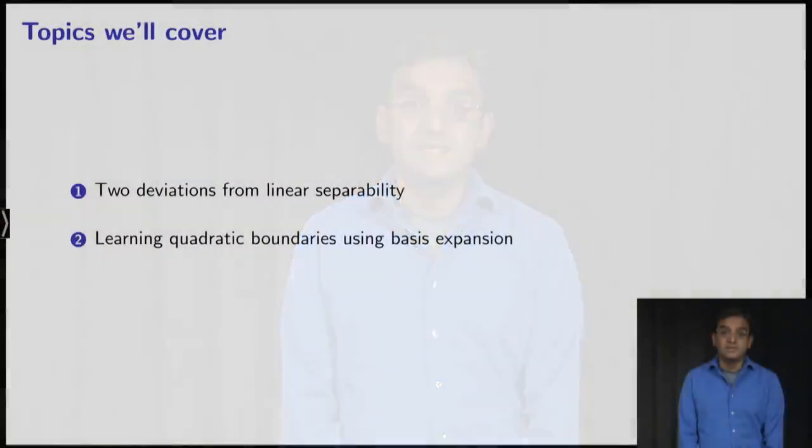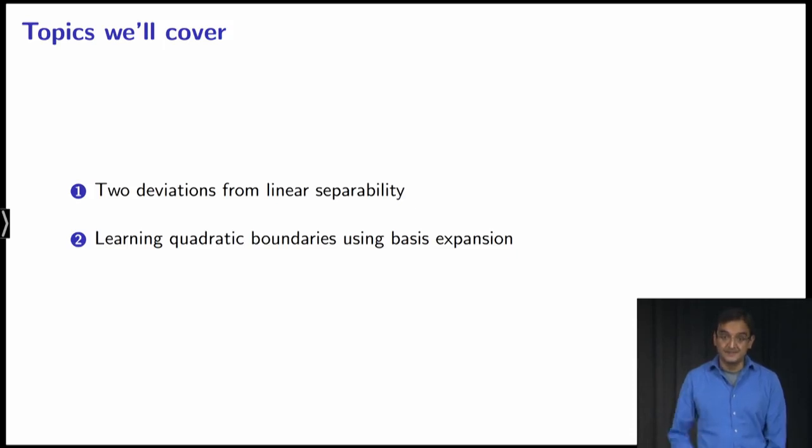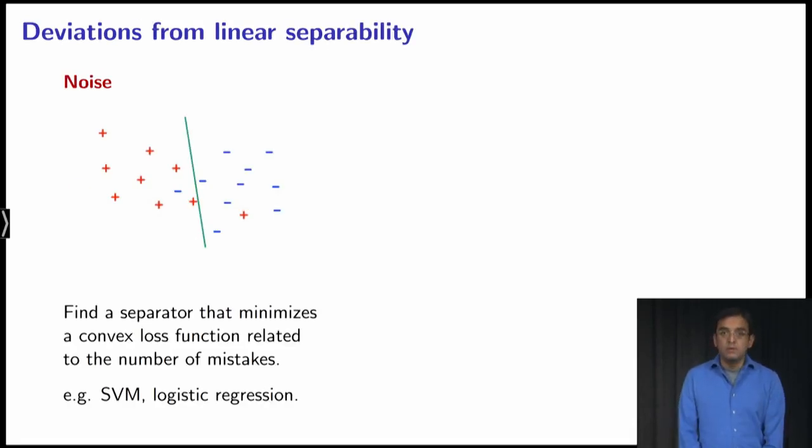So today we will see basis expansion at work, and what we'll be using it for is to get the perceptron algorithm to learn quadratic decision boundaries. One thing that we've seen in our study of classification so far is that if data is linearly separable, then life is good. We can, for example, use the simple perceptron algorithm to learn the classifier.